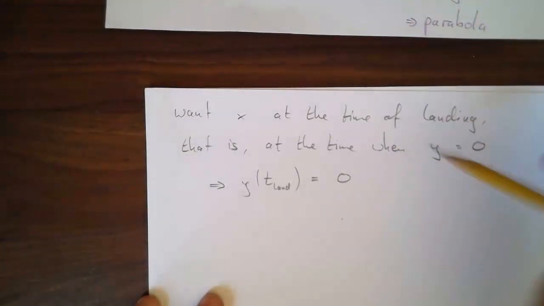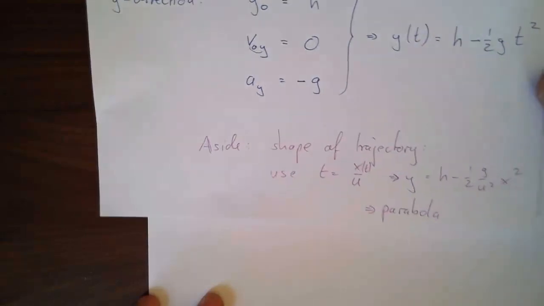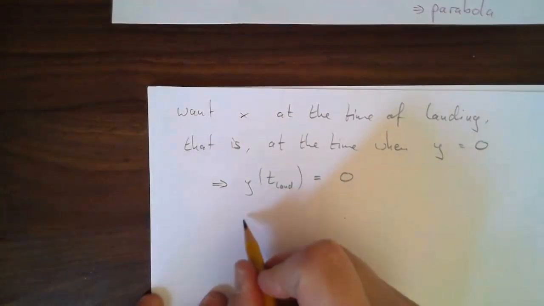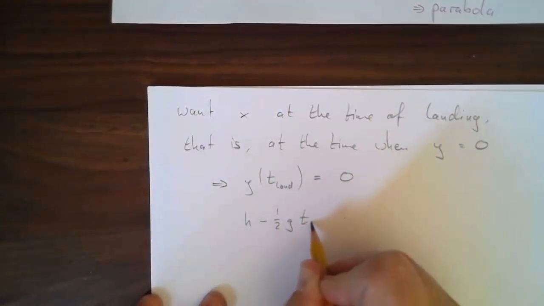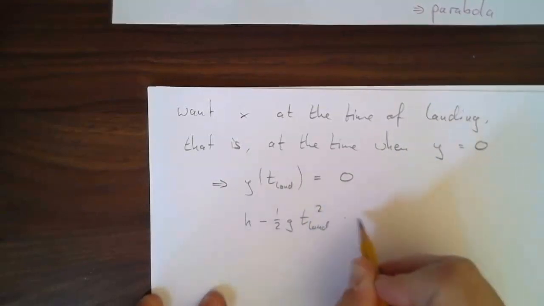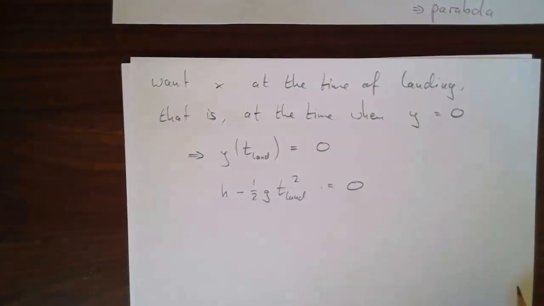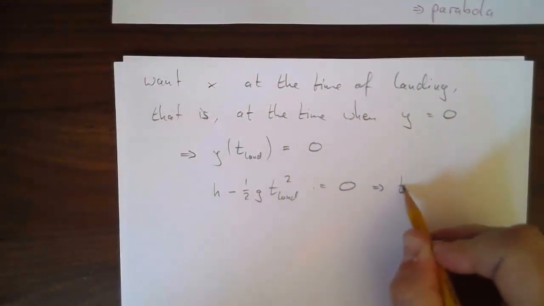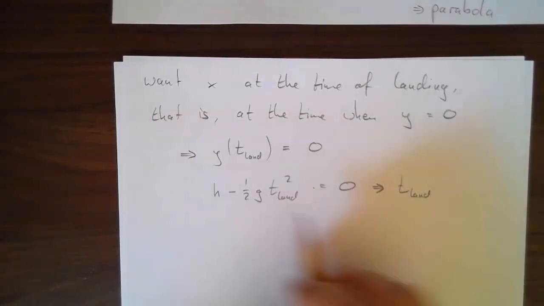Right? So let's plug in our expression that we have up here for y. So I can say h minus 1/2 g times t_land squared equals 0. That is what determines the time of landing. So I can rearrange that to find the time of landing. It's fairly easy.